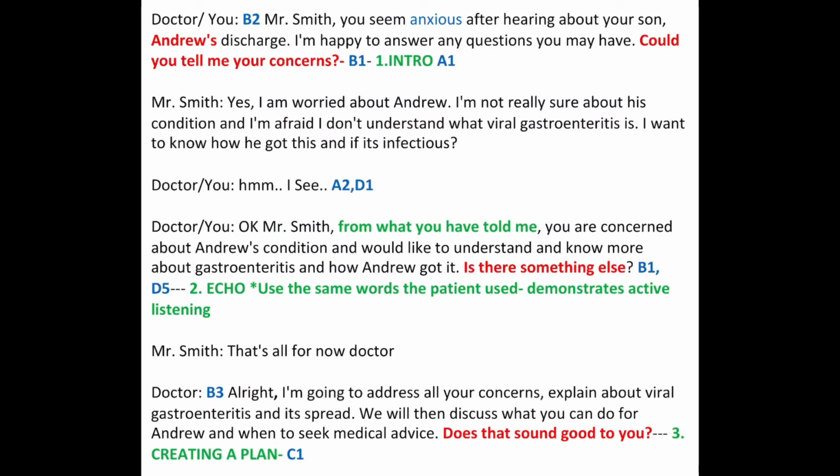Here is the role play. Please note, although I have typed Mr. Smith, in the role play there is a Mrs. Smith. Let's begin.